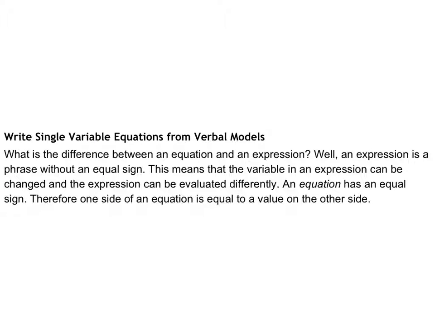So now we're going to write single variable equations from verbal models. So what's the difference between an equation and an expression? Well, an expression is a phrase without an equal sign. That means the variable in the expression can be changed and the expression can be evaluated differently. An equation has an equal sign. Therefore, one side of the equation is equal to the value on the other side.